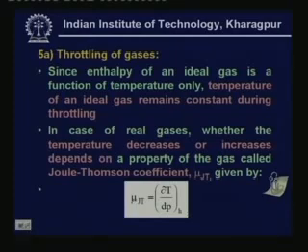Next, when we come to real gases, whether the temperature decreases or increases depends on a property of the gas called the Joule-Thomson coefficient. This is very, very important, and probably you have studied this in your thermodynamics. The Joule-Thomson coefficient, its symbol is mu subscript JT. It is given by mu JT equals ∂T/∂P at constant enthalpy. That means the partial derivative of temperature with respect to pressure along a constant enthalpy line. So this is the definition of the Joule-Thomson coefficient.